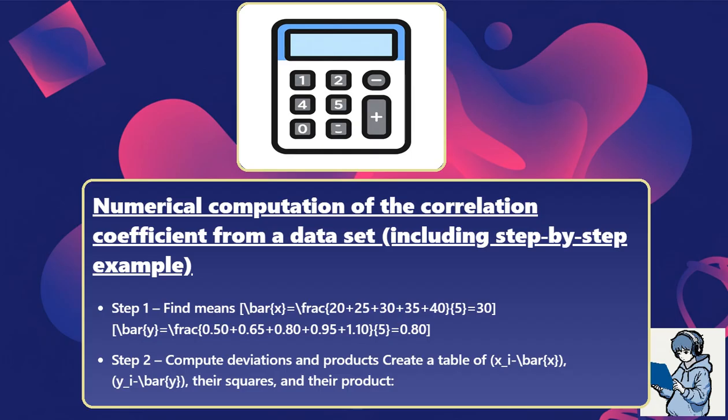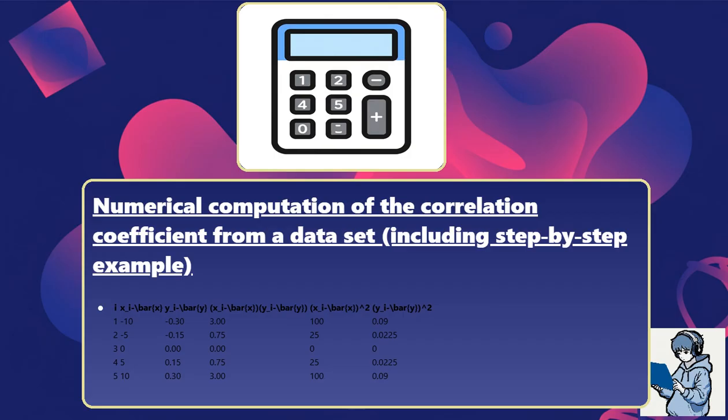Create a table of x_i minus x bar, y_i minus y bar, their squares, and their product. i1: x_i minus x bar equals -10, y_i minus y bar equals -0.3, product equals 3.0, x deviation squared equals 100, y deviation squared equals 0.09. i2: x_i minus x bar equals -5, y_i minus y bar equals -0.15, product equals 0.75, x deviation squared equals 25, y deviation squared equals 0.0225.